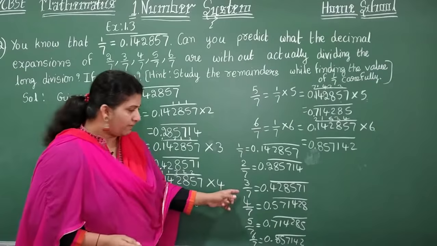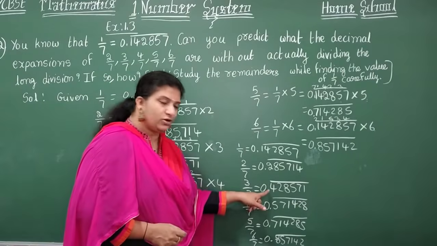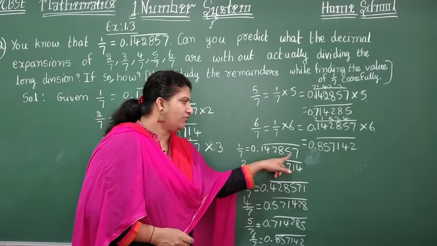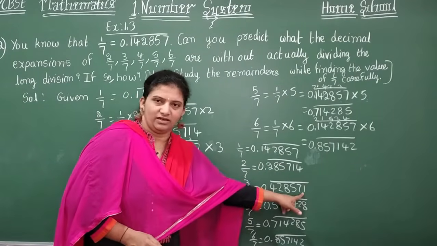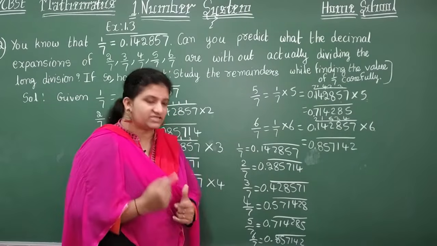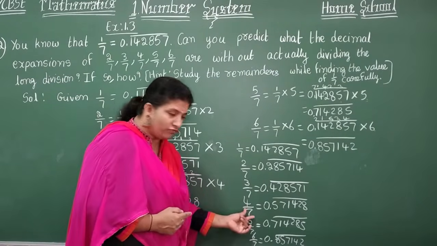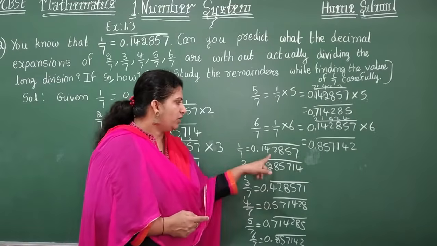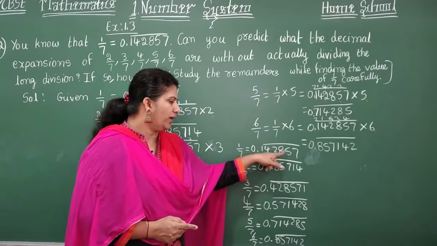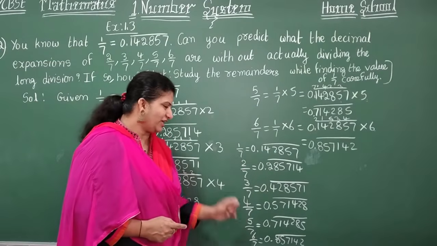So look here, 3 by 7 also. 0.428571. Okay, same digits are just interchanging. Then coming to your 4 by 7 started with 5. Look here, 0.571428. Correct there? So check next one.